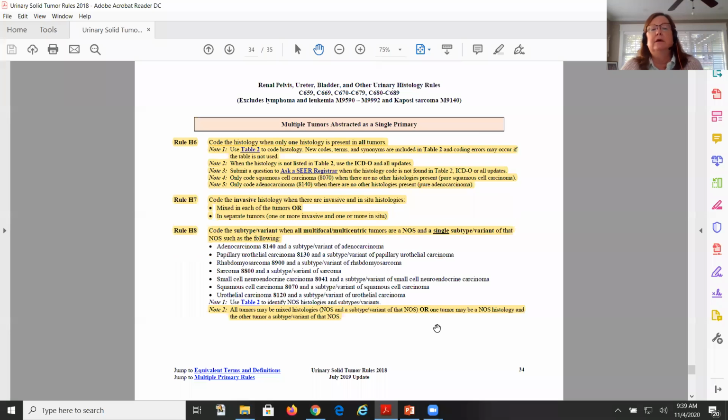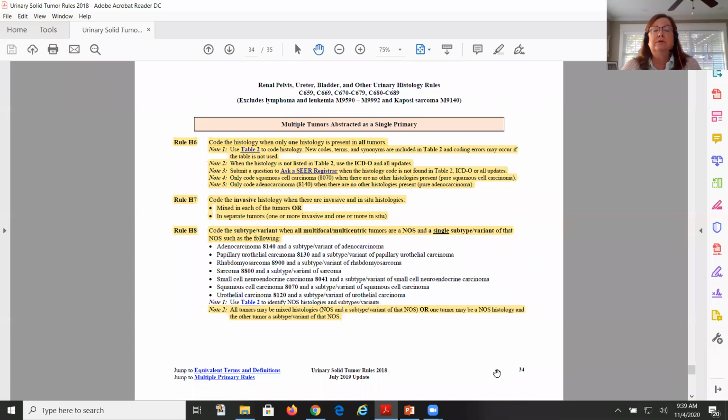So now we go into the multiple tumors abstracted as a single primary. H6, code the histology when only one histology is present in all tumors. H7, code the invasive histology when there are invasive and in situ histologies. They can be mixed in each of the tumors, or they can be in separate tumors. You might have one or more invasive and one or more non-invasive or in situ.